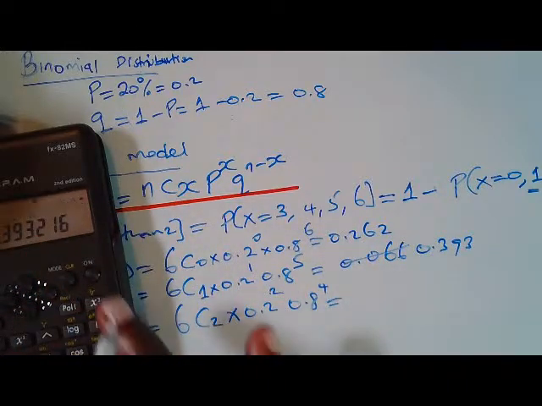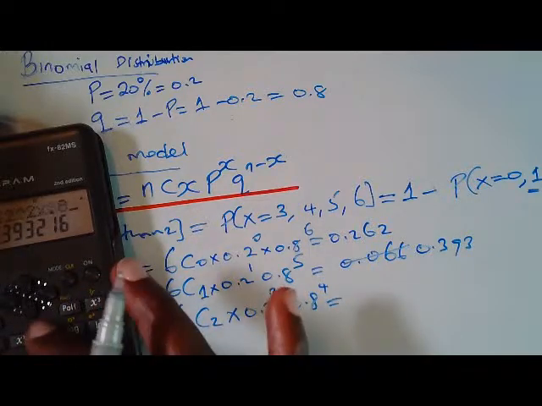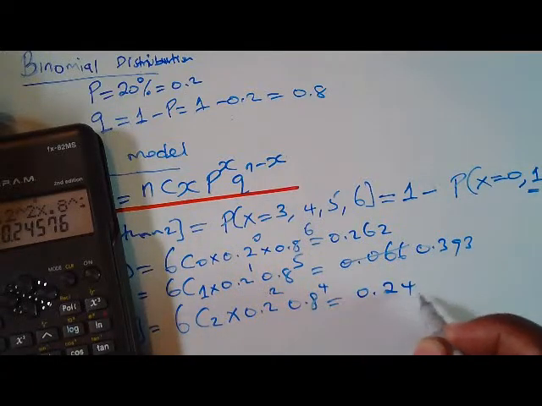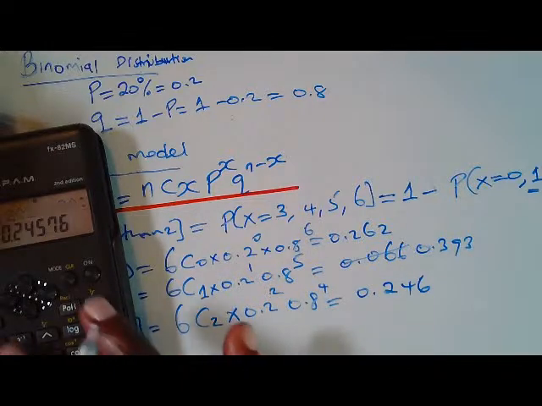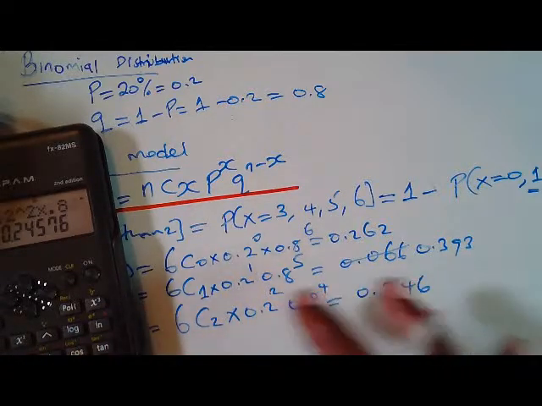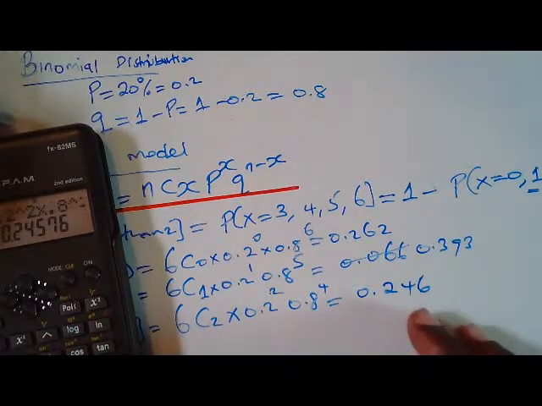And then we have 6 combination 2 times 0.2 raised to 2 times 0.8 raised to 4, which will give me 0.246. Let me repeat again, 6 combination 2 times 0.2 raised to 2 times 0.8 raised to what here? To 4. 0.8 raised to 4 equals, I'm getting 0.246.